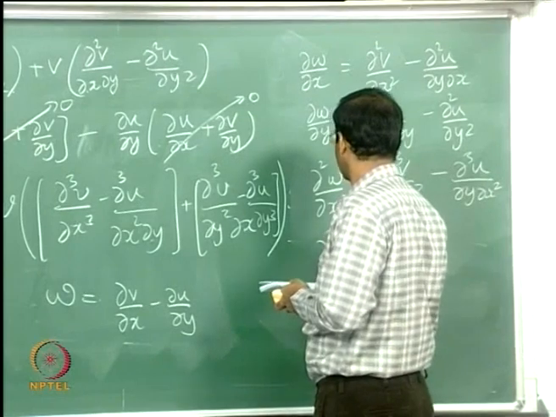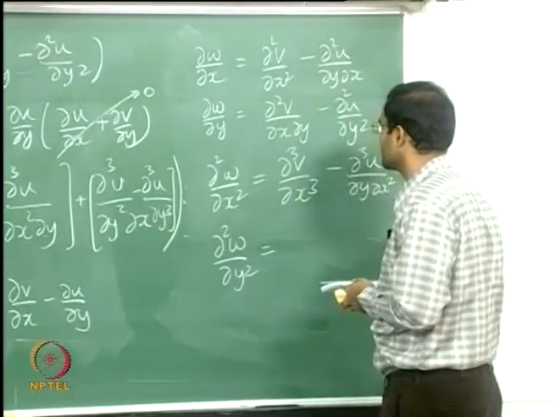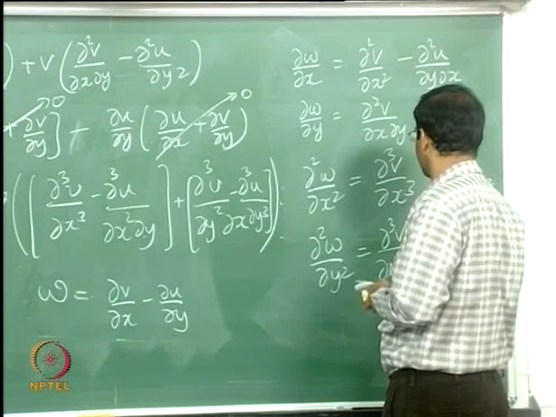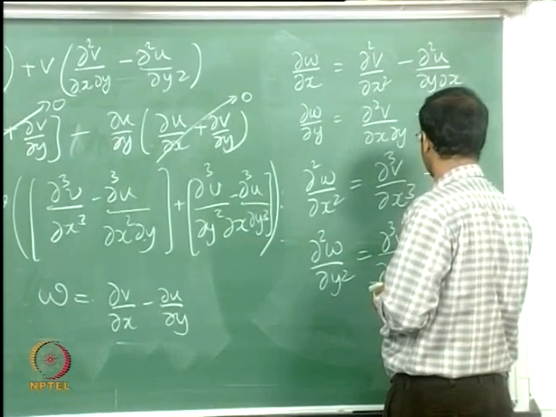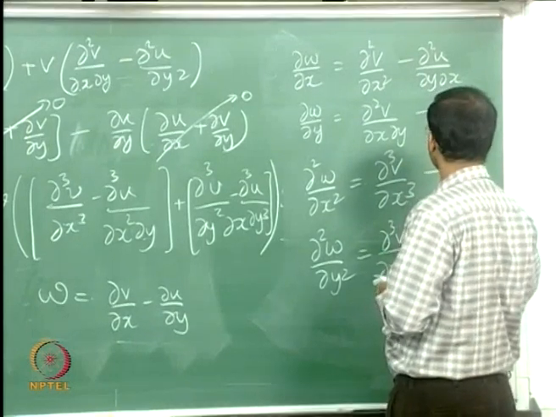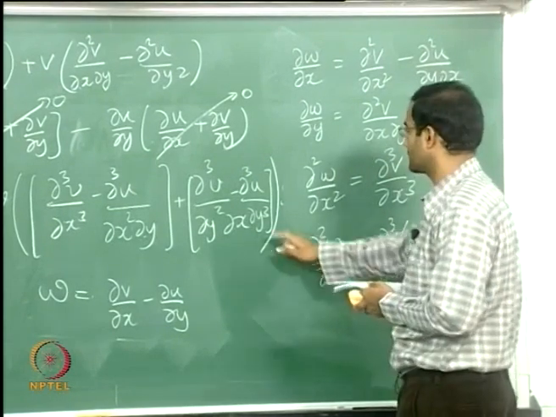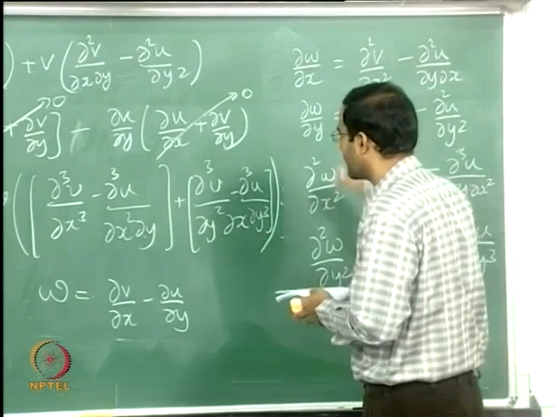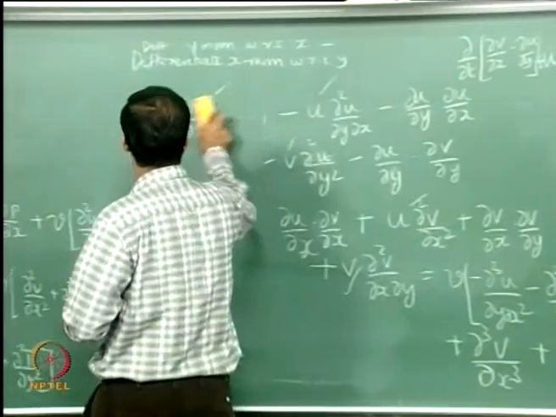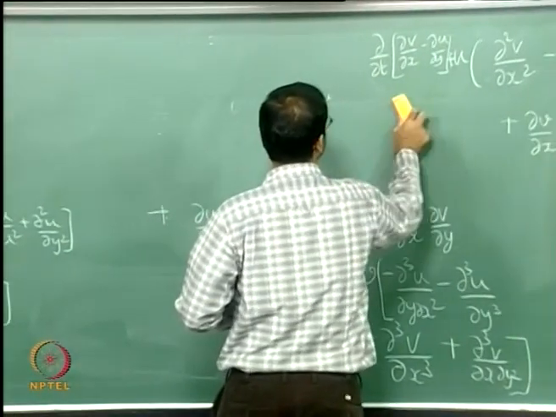So regarding this, del cube v by, okay, and this is del cube u by del y cube, okay. That is this term right here, okay. So therefore you find that grouping all these terms makes sense. You can write them in terms of the vorticity and its derivatives.